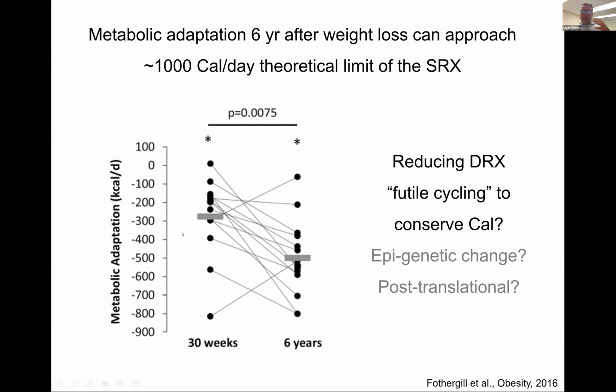So here you see in the 30-week time period of being on that television show, The Biggest Loser, with very intensive exercise and strict dieting, that on average, they have a metabolic suppression of about 500 calories per day, some of them as much as 800 calories a day, which is approaching that theoretical limit of the super-relaxed state. So could this be epigenetic changes, post-translational modifications?